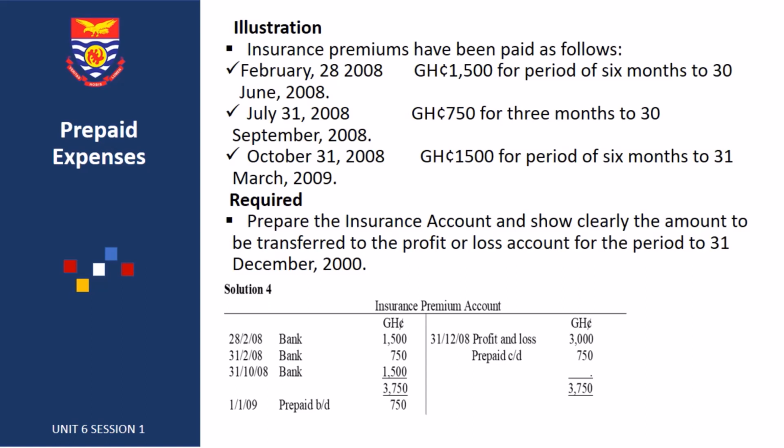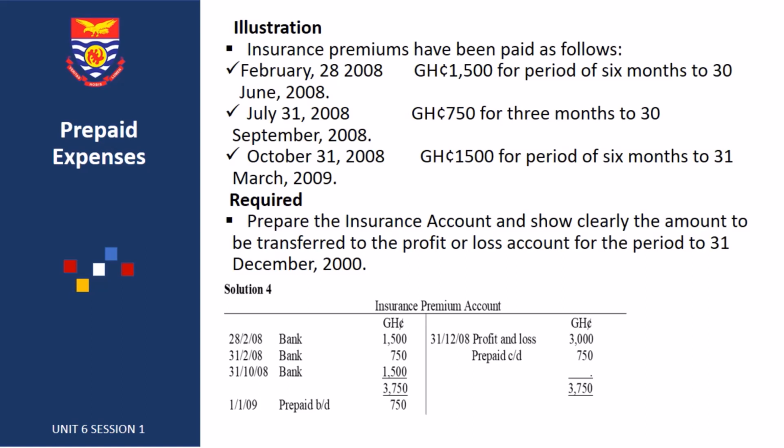From this question, we realize that, again, payments are made. So we credit the bank and we debit the insurance premium account. The insurance premium account here is an expense. So we credit the bank for the payment and we debit the insurance premium account. So the first payment was made on 28 February 2008, 1,500 for a period of 6 months to 30 June 2008. So we debit the insurance premium account with 1,500 and credit the bank account with 1,500.